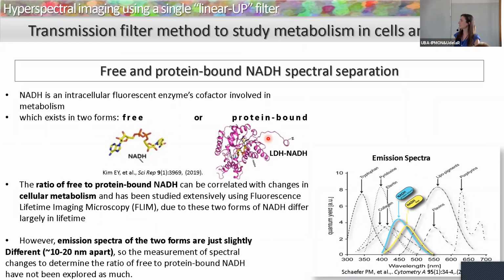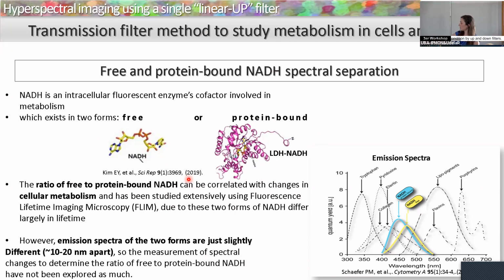So NADH is an enzyme cofactor involved in metabolism, and it exists in two different forms. In the cell, it exists as a free form or bound to enzymes, which is what we call protein-bound NADH. It has been seen that this ratio of free to protein-bound NADH can be correlated with cellular metabolism, and it has been extensively used with FLIM, because these two forms differ largely in lifetime.